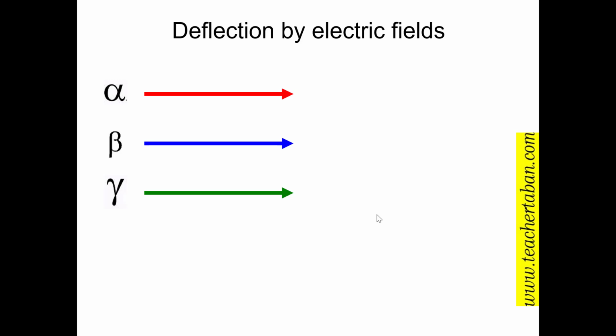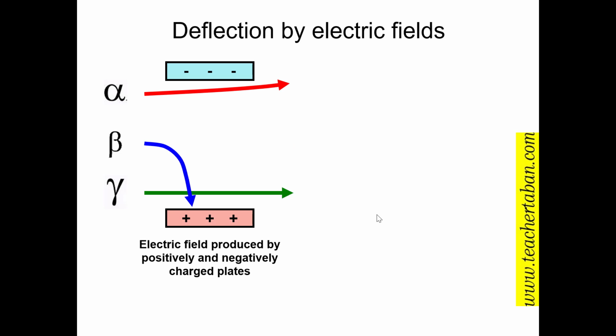Then how are they deflected in an electric field? An electric field is simply where you have the positive charges and the negative charges, for example, the negative plate and the positive plate. So if the radiations are incident into an electric field, we can see that the beta particles, which are negatively charged, are attracted towards the positive plate. They're deflected towards the positive plate. On the other hand, the alpha particles are deflected towards the negative plate.